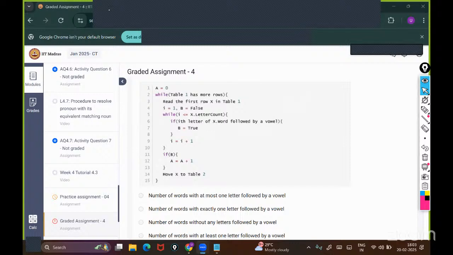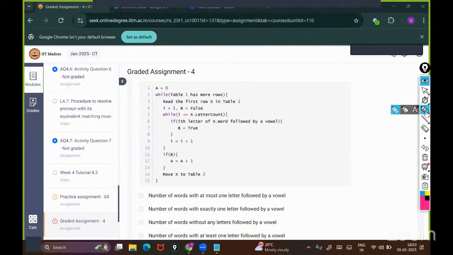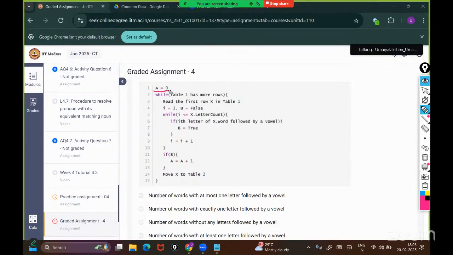Yeah, sure. Initially we are declaring that A is equal to 0. We are checking whether there are any elements left or not. Initially, the table 1 is filled with all the elements, and we are picking the first row. After that, we are initializing I to be 1 and B to be false. So initially I is 1 and B is false.